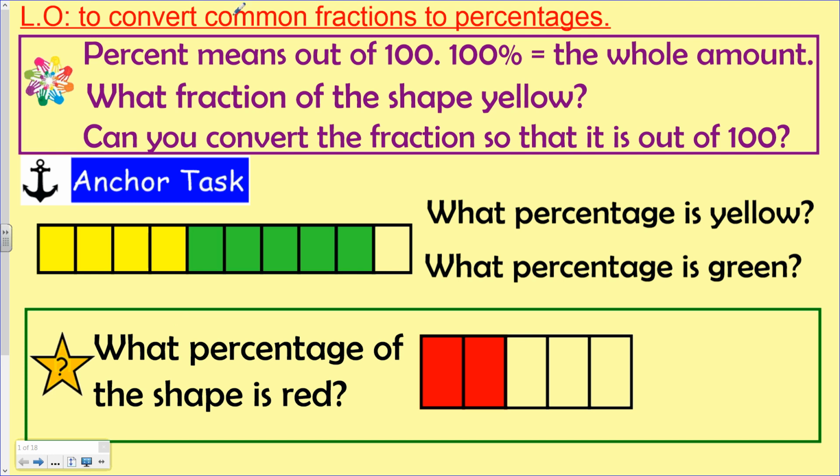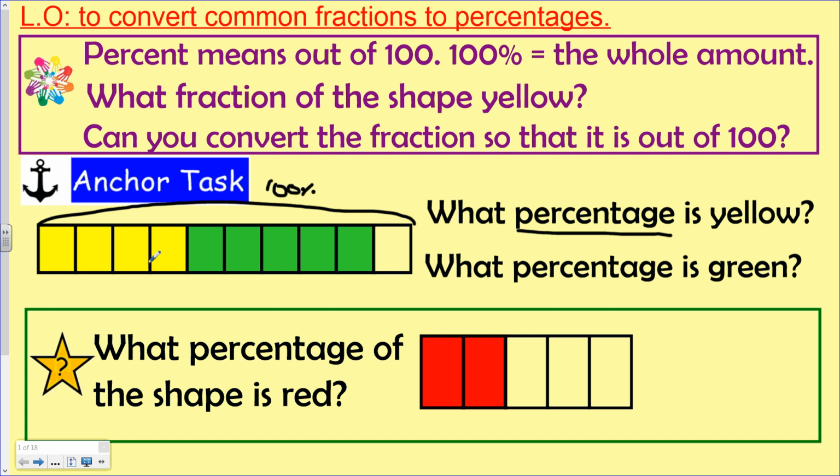So to convert common fractions into percentages, our helping hands say percent means out of 100, so 100% equals the whole amount. This is what we did yesterday. Here is our whole, okay? We've got a bar model and our whole amount is 100%. The helping hands ask what fraction of the shape is yellow. So we're asking what is the percentage of yellow. Let's find it as a fraction first, like our helping hand said.